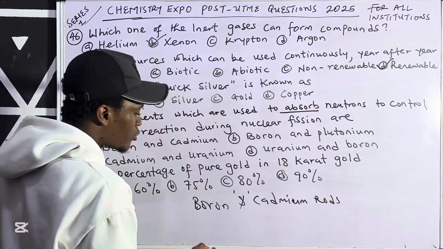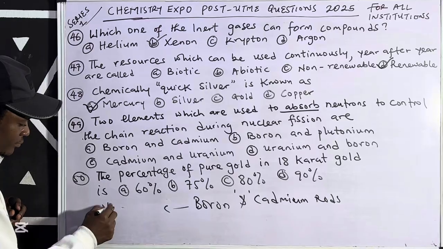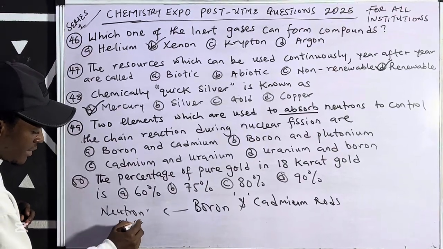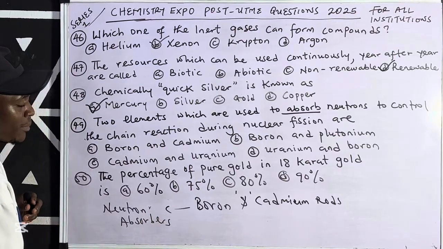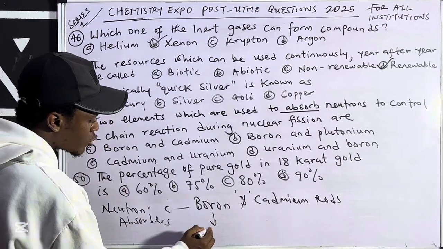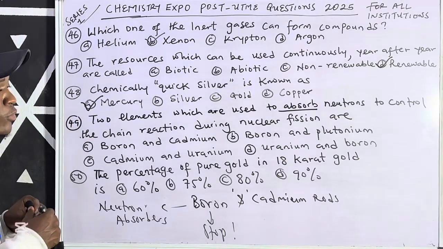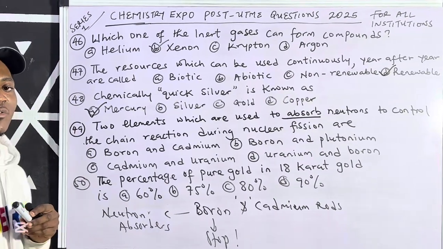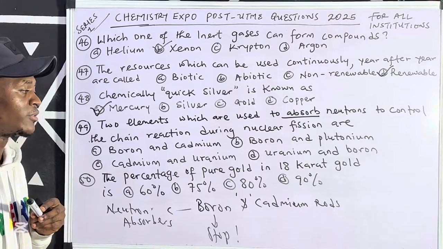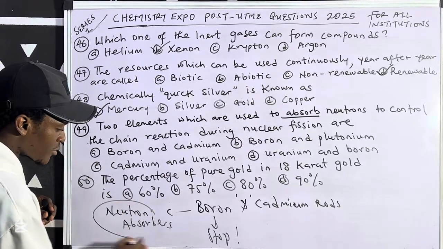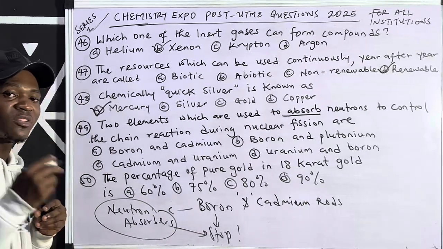They are being used as neutron absorbers, meaning that they stop fast moving neutrons in nuclear reactors or atomic piles during a nuclear fission chain reaction. So neutron absorbers basically stop fast moving neutrons.